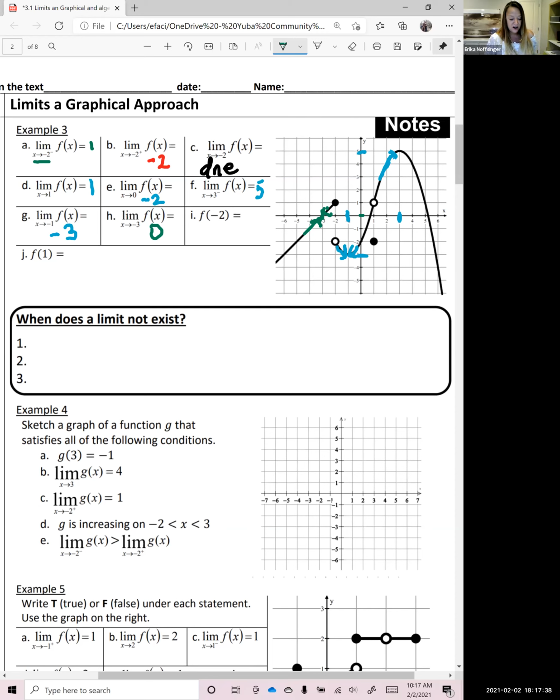Okay, so I and J are not taking limits. Those are asking us what are those points. So this is saying when x is -2, so f of -2, what is your y value? So when x is -2, notice that's where the jump of the graph is. One of them has a solid circle and one of them is an open circle. So it's a solid circle where it's defined. And so when x is -2, the y value is actually 1.